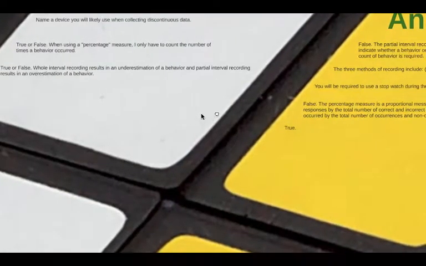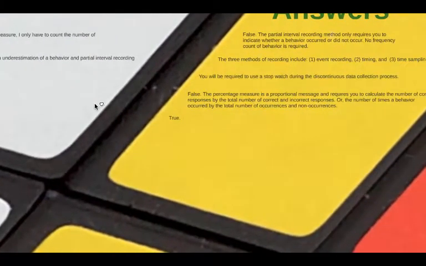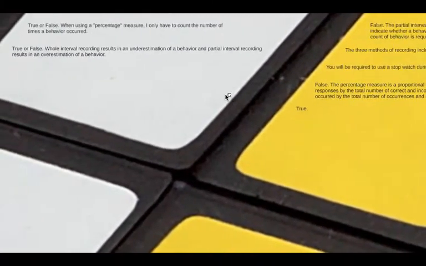responses. And then finally, true or false, whole interval recording results in an underestimation of a behavior. That is true. It does result in an underestimation of a behavior. If we're talking about partial interval recording, then we're talking about an overestimation. But whole interval recording is an underestimation of behavior.